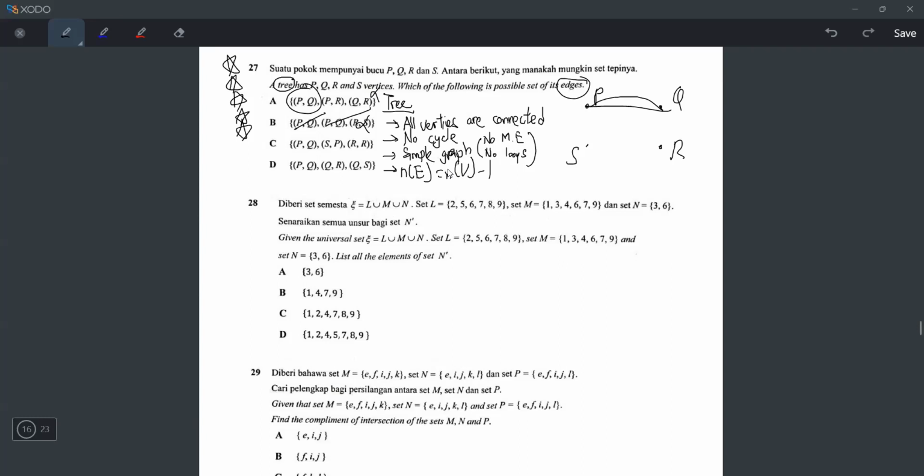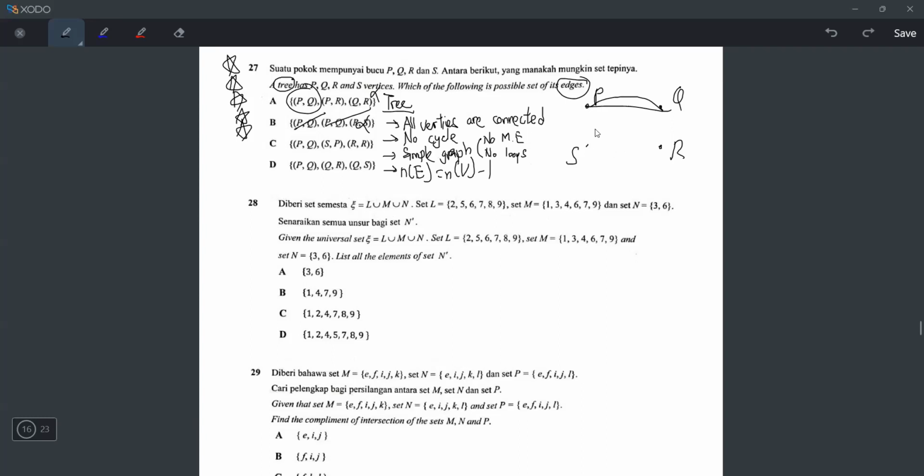Believe me, you will be using this a lot in the next set of trials. Even though I haven't done it, I can already predict it will for sure come out, because these always come out in the exam. So you must memorize these 4 characteristics. Let's memorize together now. What's the first one? All vertices are connected. What does it mean? It means it cannot have an isolated vertex. Isolated means like this, where S doesn't have any connection.